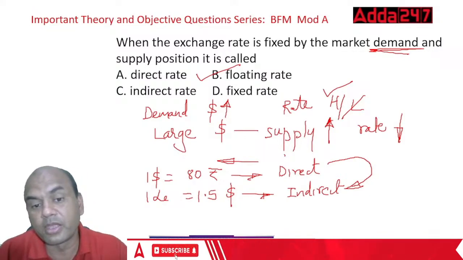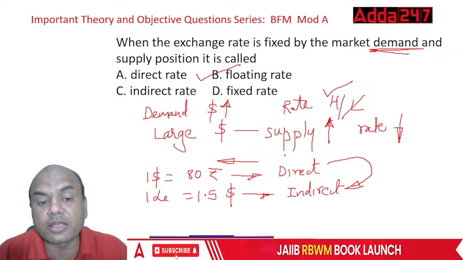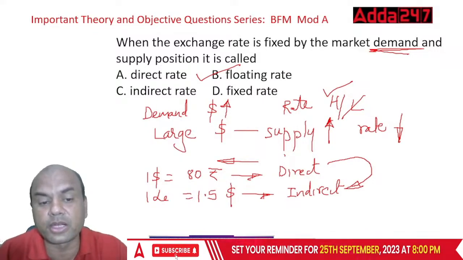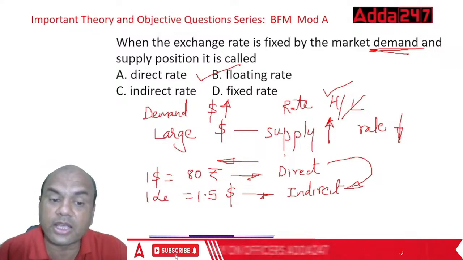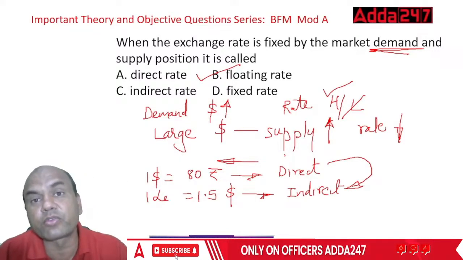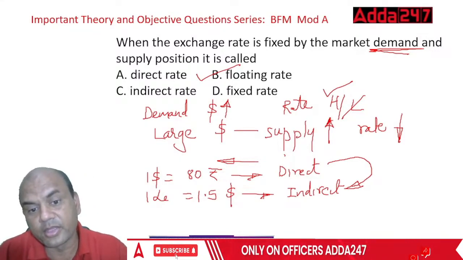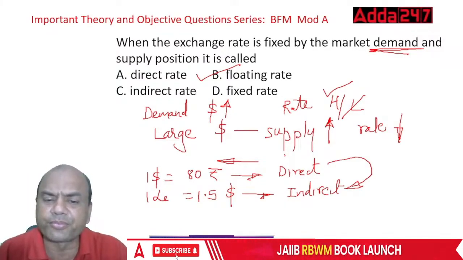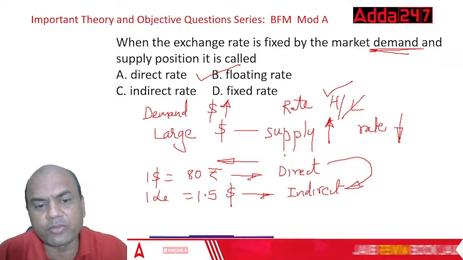Is that economy bigger than that of India? No. The Indian economy is bigger than the British economy, the London economy. Even then they have the indirect rate, because these rates were fixed long back. That's why they are still prevailing. Within a few years this will go. This won't remain for long.